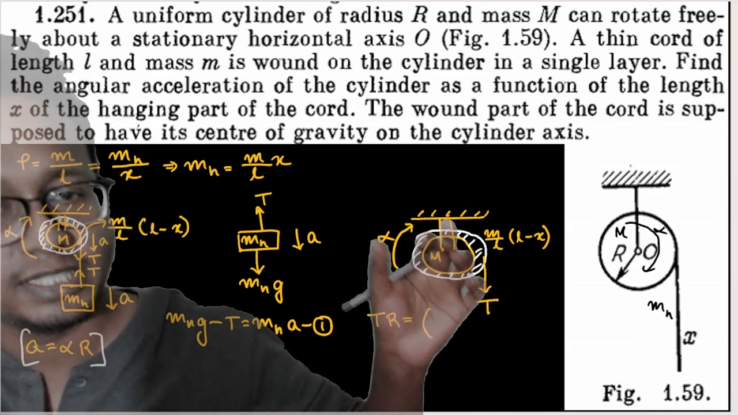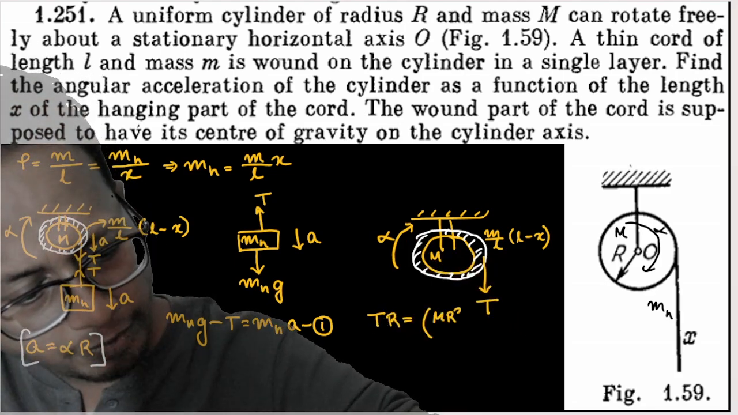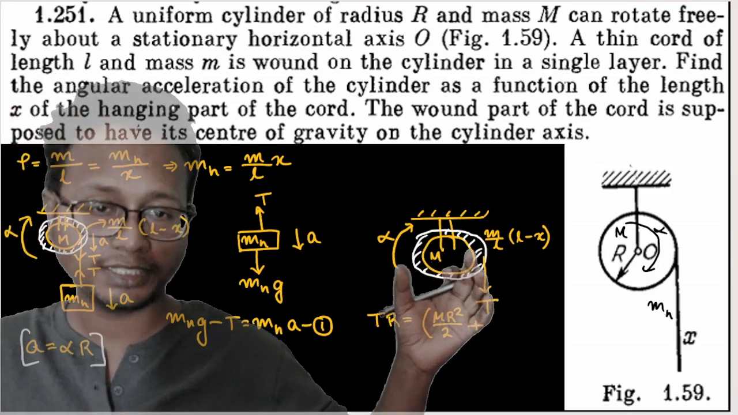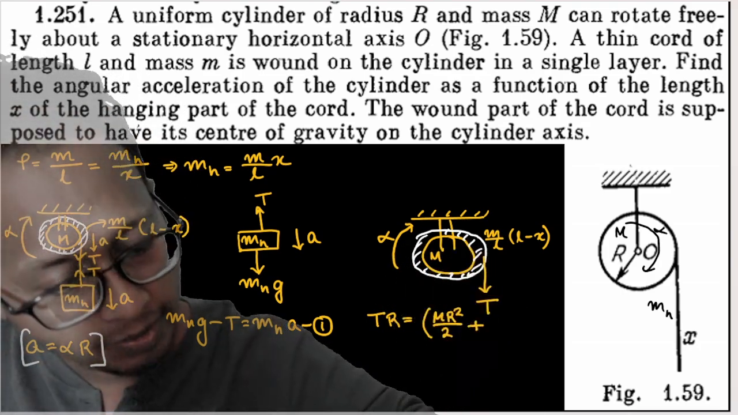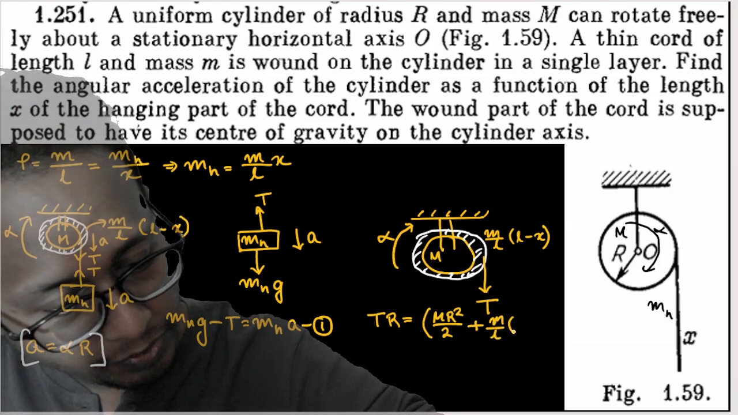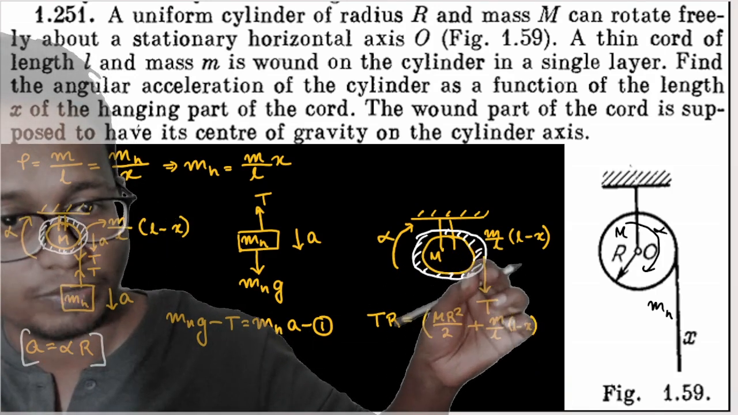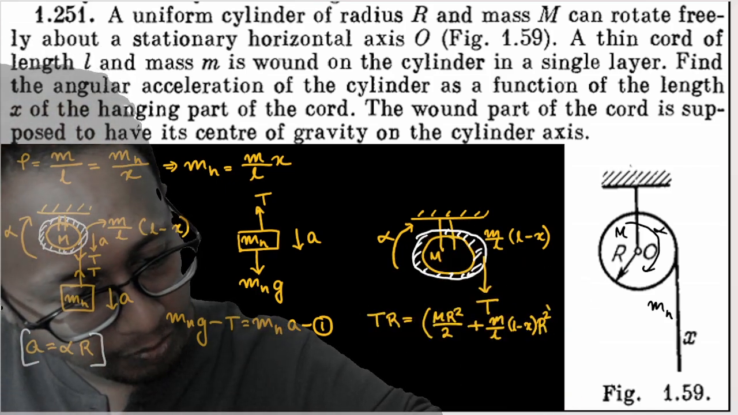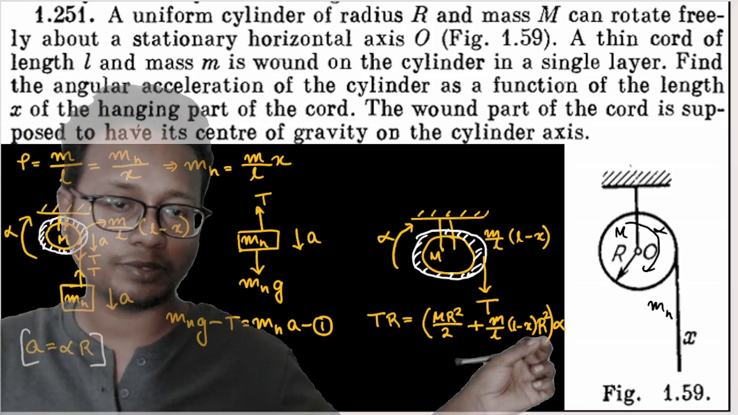The total moment of inertia of this disk is nothing but the moment of inertia due to the cylinder, which is m r square by 2, plus the moment of inertia due to this chain. The moment of inertia due to this chain is the mass of this chain, which is m by l into l minus x, into the distance at which this chain is kept, that means r square. This is nothing but moment of inertia into alpha. So total torque is equal to total moment of inertia into alpha.